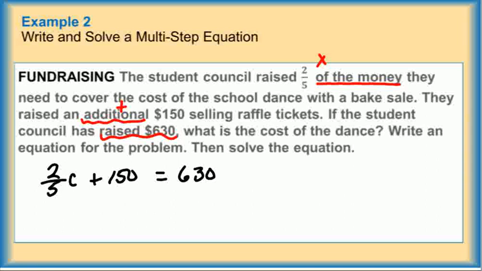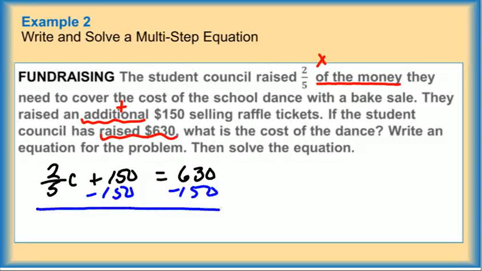Now that we have our equation, we're going to use the order of operations in reverse order to solve. So I need to get 2/5 C by itself. The opposite of adding 150 is subtract 150. When I do that, I'm left with 2/5 C equaling 630 minus 150. This will give us 480.